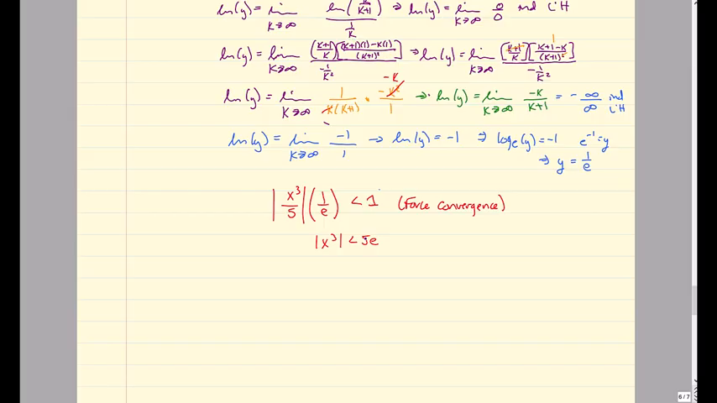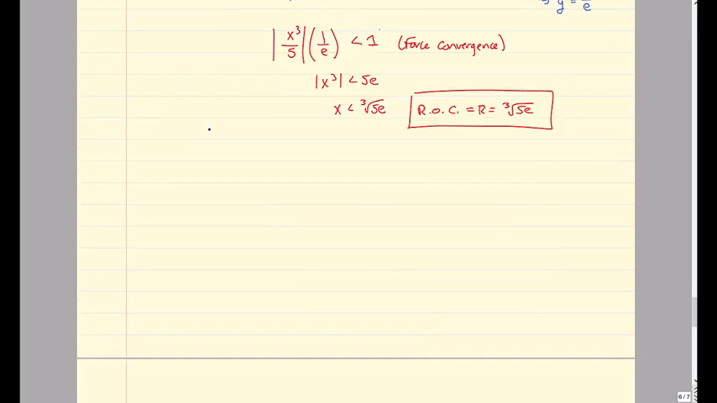And then what I want to do next is look at my power here, so I'm going to take the third root of both sides. The third root of x cubed is x, and then I have the third root of 5e here. This is my radius of convergence. So my radius of convergence is equal to r, the cubic root of 5e. That's how far I can move off the center and still say that this converges. So natural logs are important here, and I know I'm going to have to use natural logs whenever I see a variable to a variable.